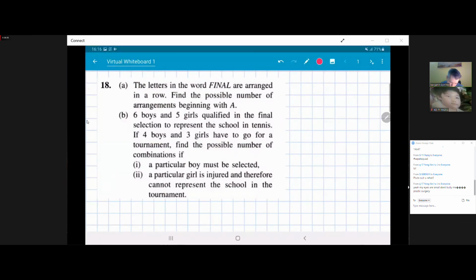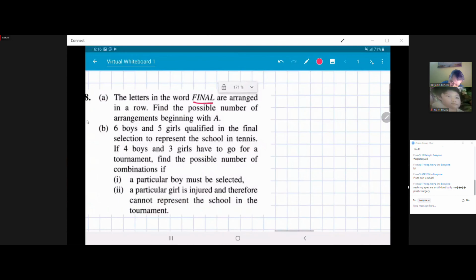Okay, now question number 18. This one, the word final, the letters are arranged in a row, so which means 1, 2, 3, 4, 5. It says here begin with A, bermula dengan A, so A depan. 5 huruf, letak A depan, so baki 4P4. Yes, that one you can find your answer. Jelas tak? Okay, so I know this is permutation because I've got letters, huruf yang disusun, arrange.